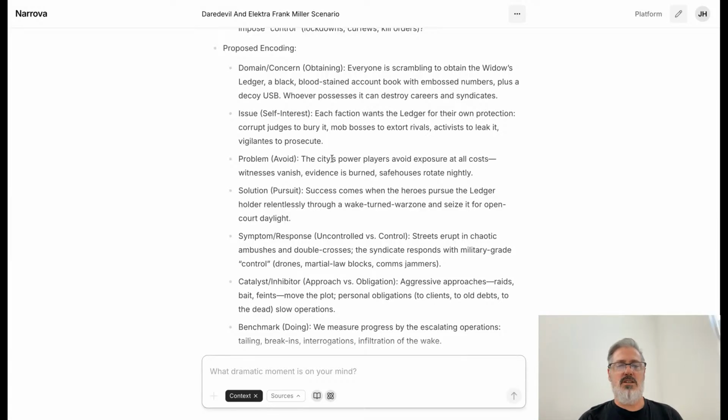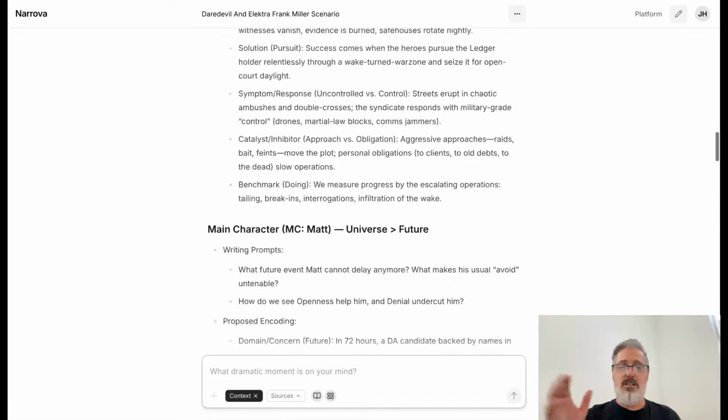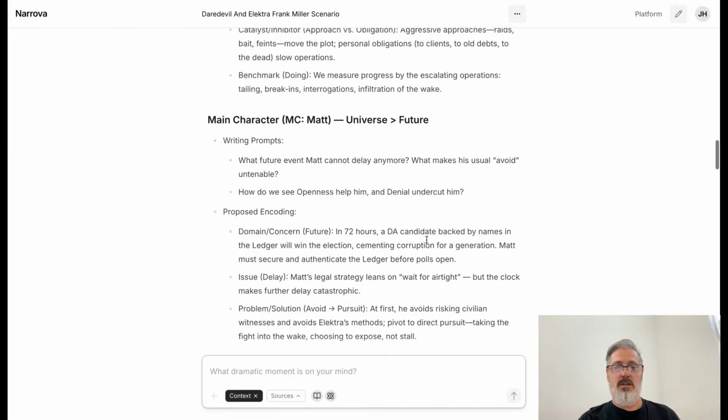So you can see here, this is why it's so typical. The city's players avoid exposure at all costs. Witnesses vanish, evidence is burned, safe houses rotate nightly. You can see that the motivation to avoid is just creating all the conflict. And then success comes when the heroes pursue the ledger holder relentlessly through a wake turned war zone and seize it for open court daylight. And there are a ton of other aspects here in the story.